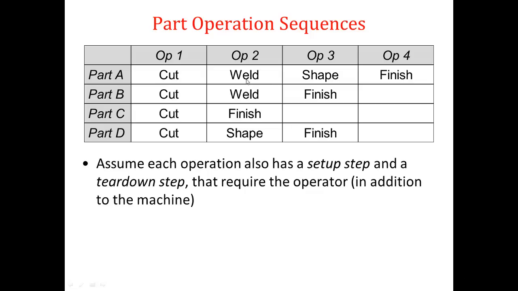Also note that if the automated portion of an operation finishes, such as operation 2 on part A, and the operator is not available, the operator is busy doing another task, then the part will stay on the welding station until that operator becomes available to come perform the teardown operation.